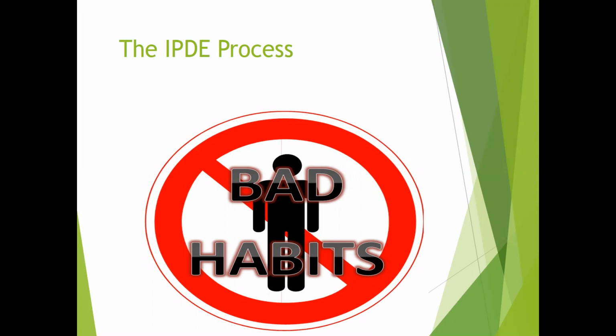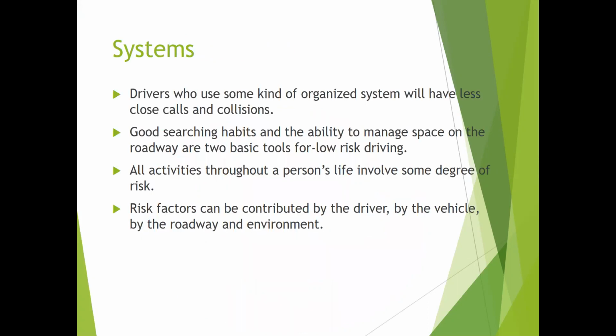I don't think that necessarily when you're driving, you're always constantly thinking out loud, I identify, predict, decide, or execute, but it's more of something that just occurs kind of naturally as you're driving. So it's good to think about these types of things. So it's a system. Drivers who use some kind of organized system will have less close calls and collisions. Good searching habits and the ability to manage space on the roadway are two basic tools for low risk driving.